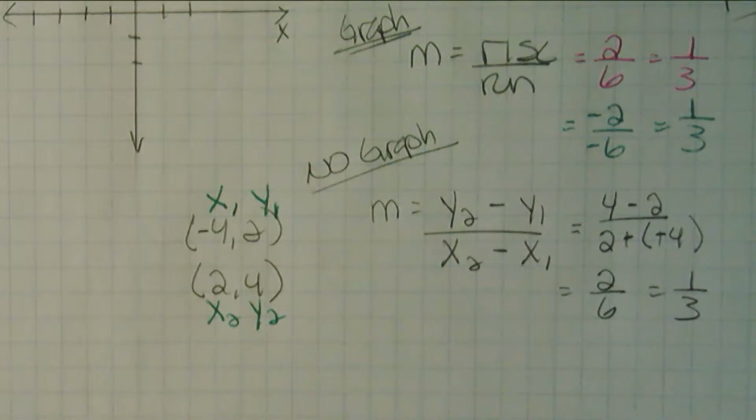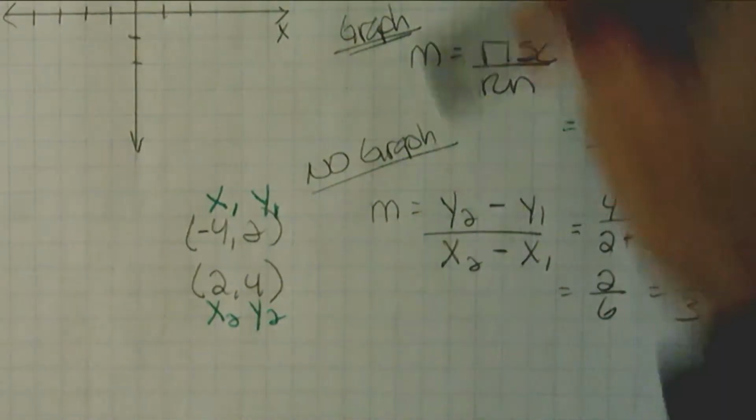You guys cool? So you have two ways to find slope. If you're given a graph, dear Lord, just find the rise and run. It's so much faster. But if you're not given a graph, don't graph it. That's going to take too long. Just use this formula. All right, so I'm going to give you guys another set of points that I want you to find the slope from.